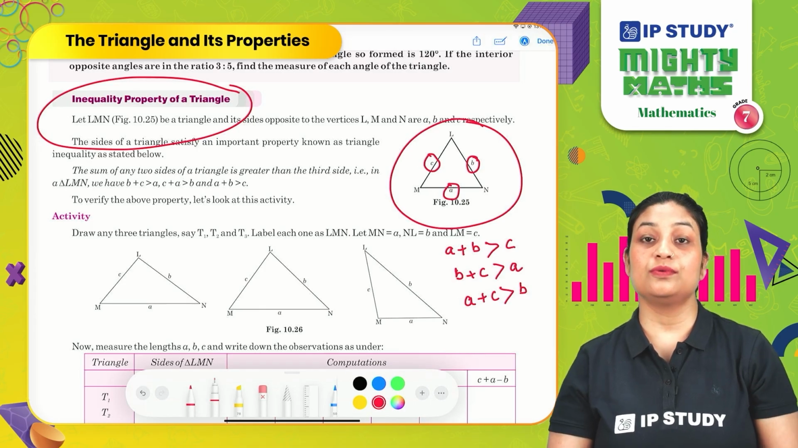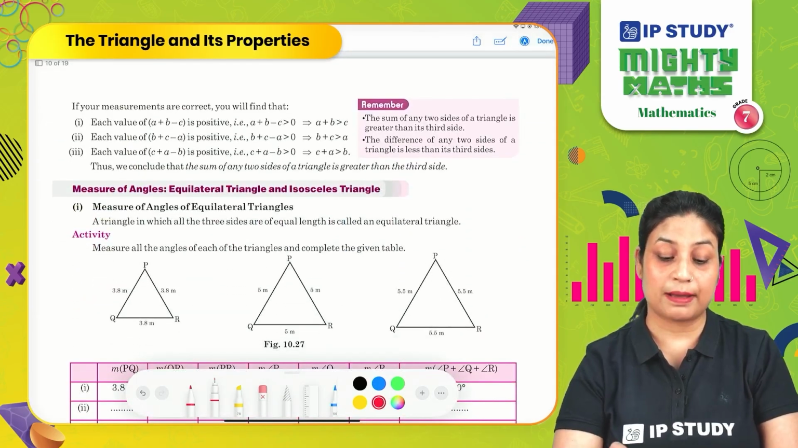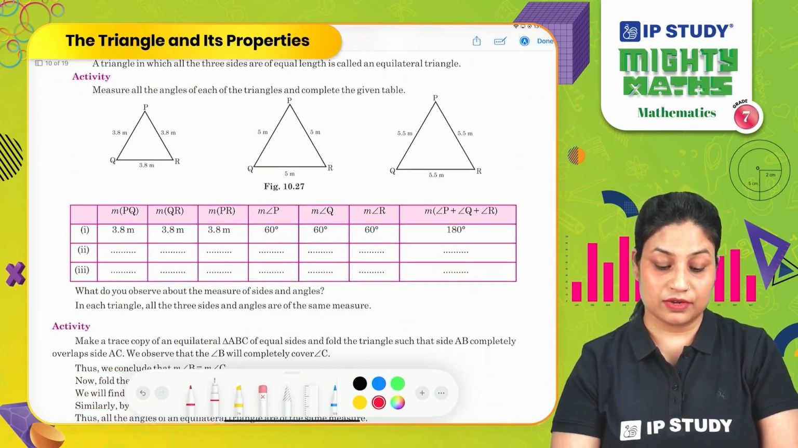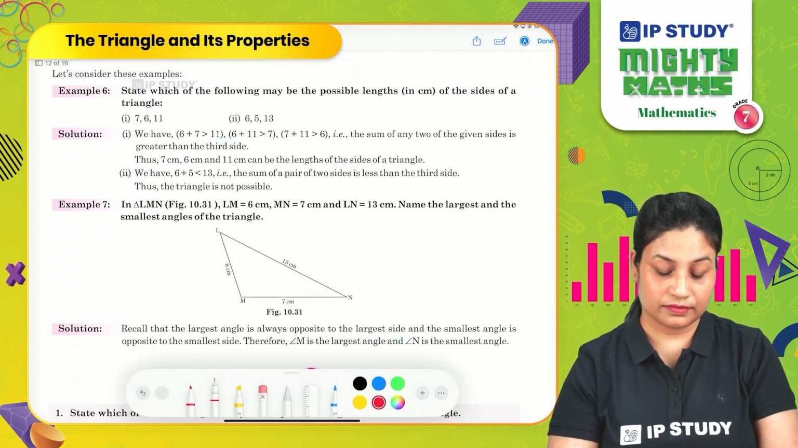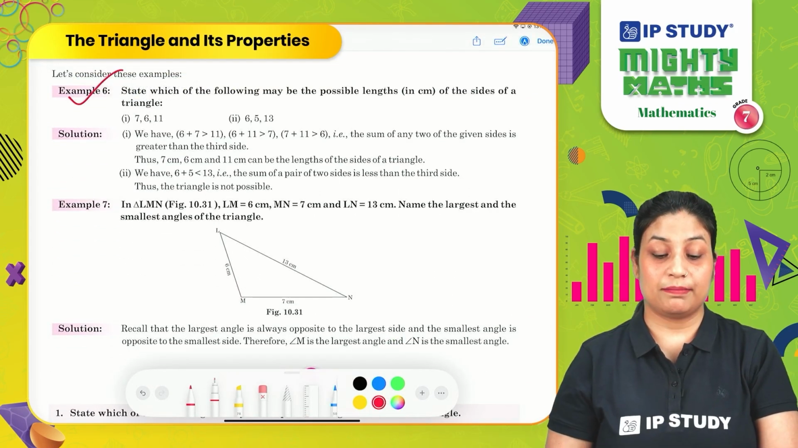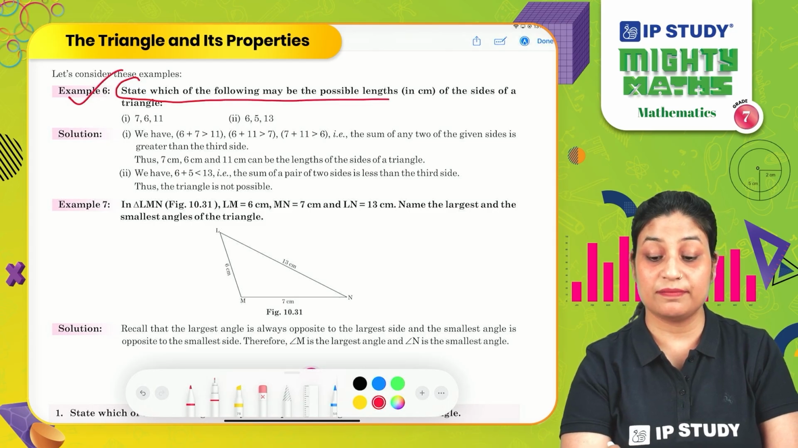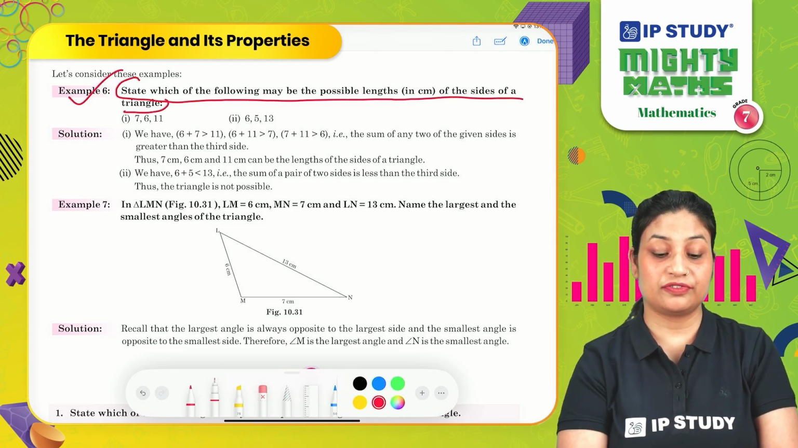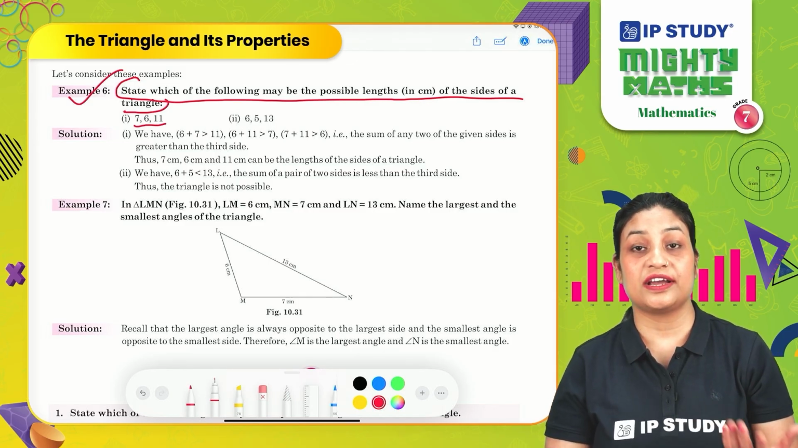Now, in order to understand this property in a better way, let's see one example. Okay? So, let me take an example for you. Let's take example number 6. Here, the question is, state which of the following may be possible lengths of the sides of a triangle. So, we have to check. The three sides are given. If these three sides are of a triangle or not.